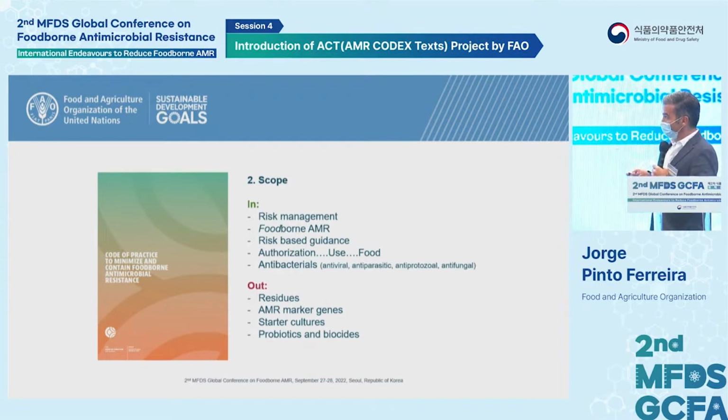As I said, it provides risk-based guidance, and it covers the food chain from authorization of antimicrobials to actual use, to the food consumption of the different consumers. And the main focus of the different antimicrobials is antibacterials. Some of the principles, some of the guidance might apply to other antimicrobials, like antivirals, for example, but it was agreed in the revision of this code of practice that the focus would be antibacterials.